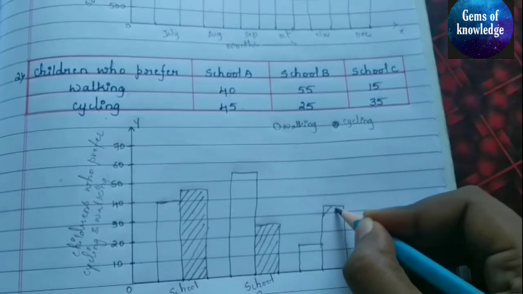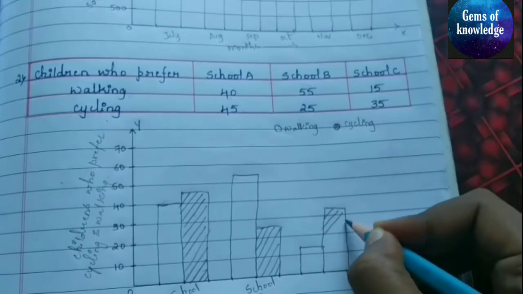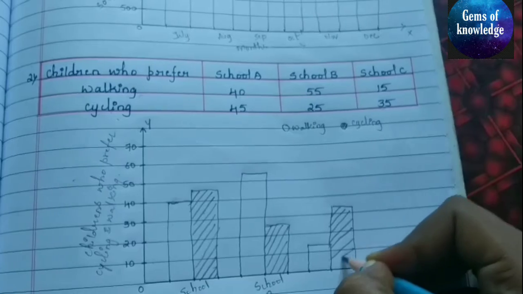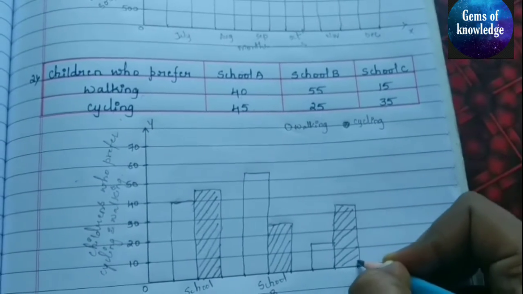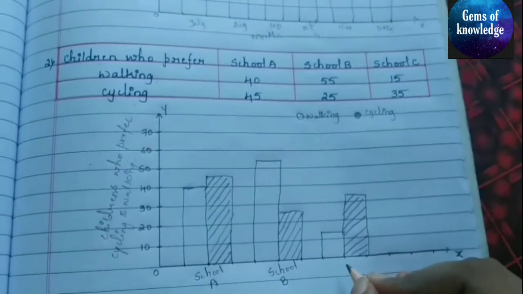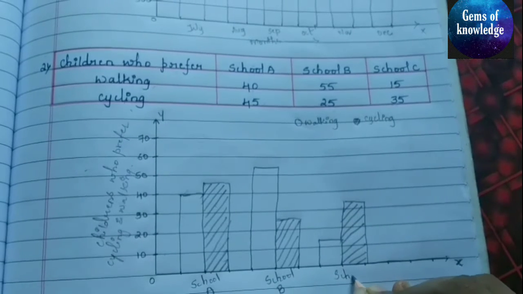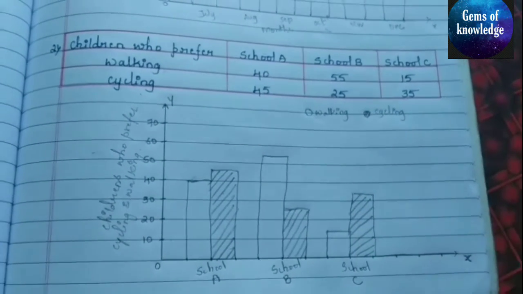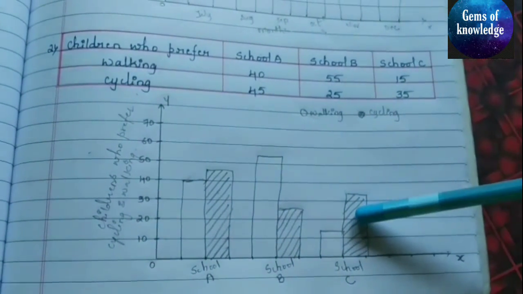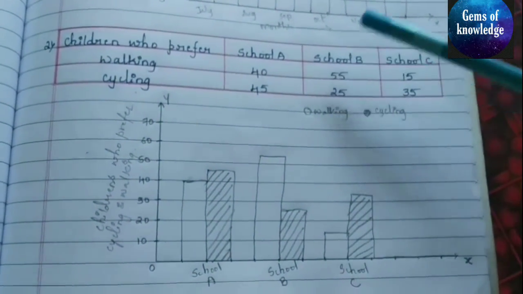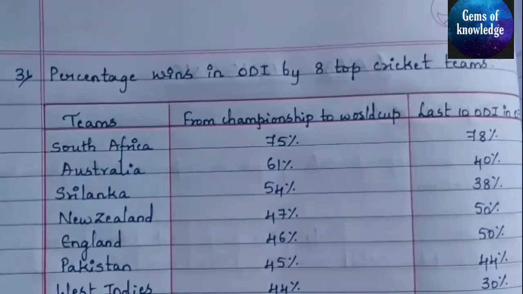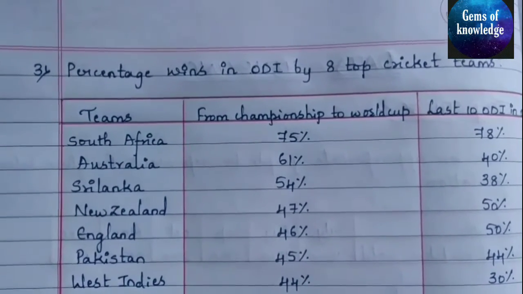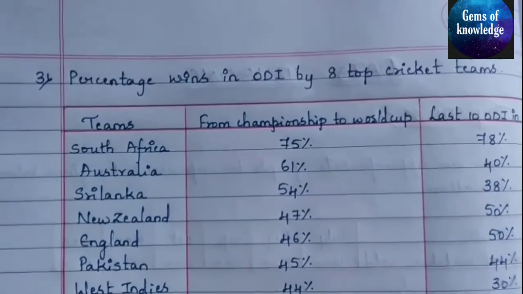Okay, again we have to cross here. Okay, this is nothing but school C. This is the double bar graph for this question. So here you can see the last question is given: percentage wins in ODI by 8 top cricket teams.